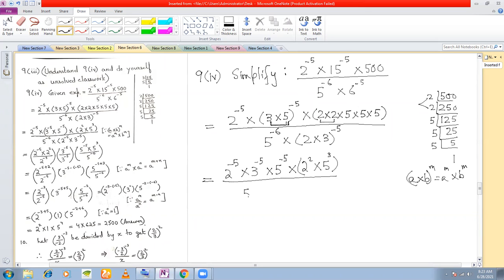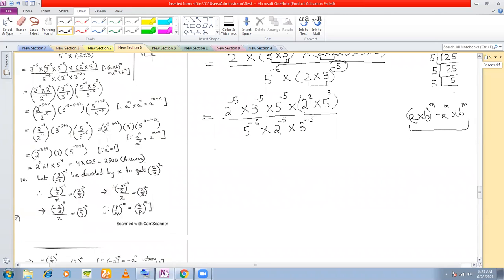divided by 5 to the power of minus 6 into 2 into 3 to the power of minus 5, which can be written as 2 to the power of minus 5 into 3 to the power of minus 5, right? Again, this is a into b whole to the power of m. From here, I can write this as 2 to the power of minus 5 into 3 to the power of minus 5. Now what I'll do, I see what are the bases. The bases here are of only 3 kinds, 2, 3, and 5, right? So I separate all the 2s, I separate all the 3s, and I separate all the 5s.